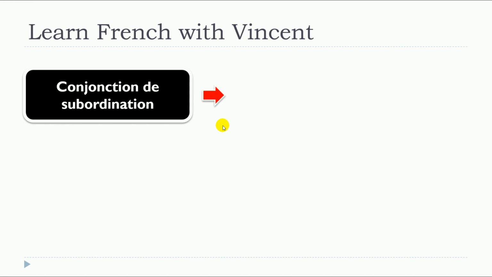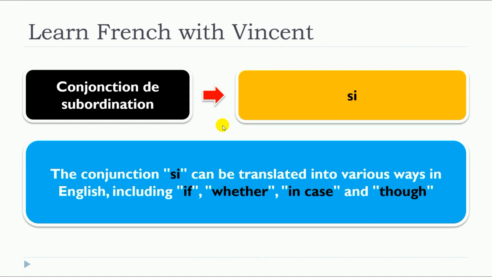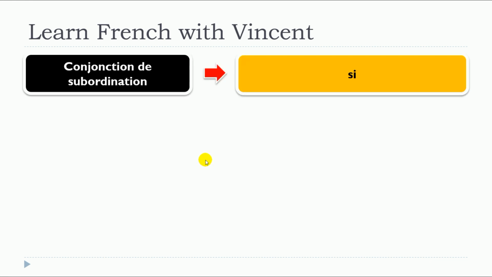So this lesson is about si, and the conjunction si can be translated into various ways in English, including if, whether, in case, and though. So we'll have some examples with si.